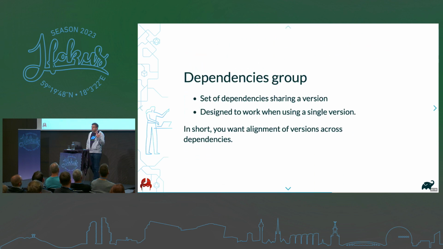And so this is what you can model as a dependency group. It's a set of dependencies sharing a version. They're designed to work that way. They've been tested that way. I'm pretty sure none of these projects have cross-version testing of their own dependencies. They probably do have cross-version testing with some of their other third-party dependencies, but not inside what they produce. And so what you really want is alignment of those versions.